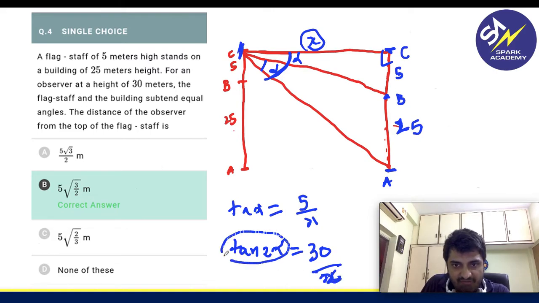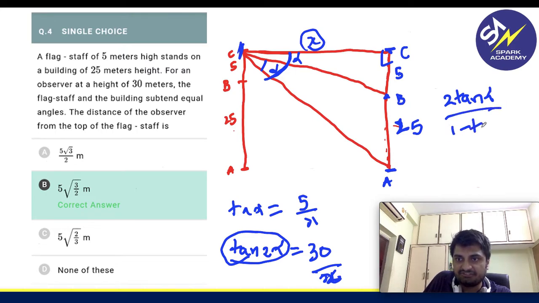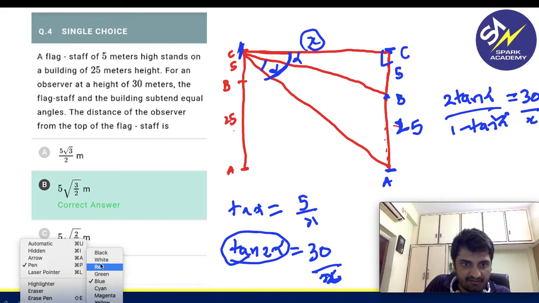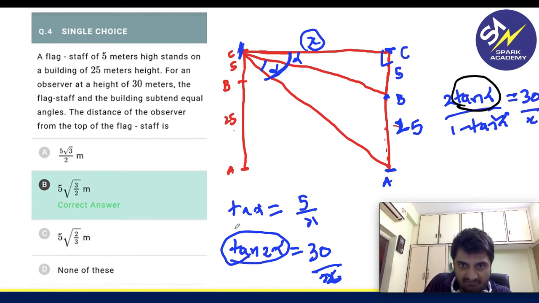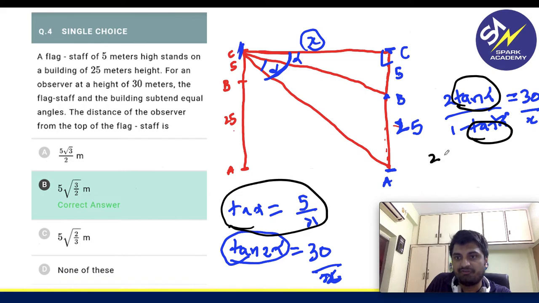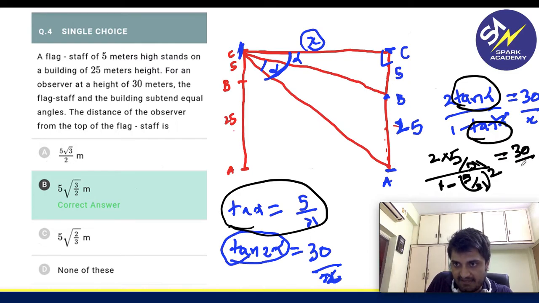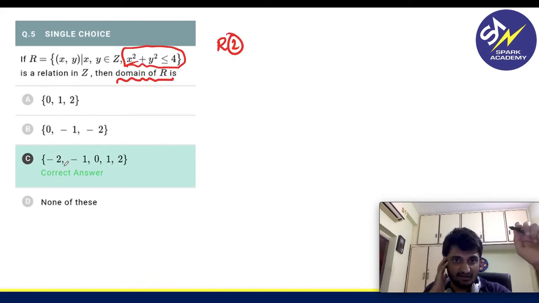Now you know the tan 2 alpha formula. What is the tan 2 alpha formula? 2 tan alpha by 1 minus tan square alpha. That is 30 by X, given. Now what else do you know? You know the tan alpha value, 5 by X. Wherever tan alpha, substitute 5 by X. So 2 into 5 by X, whole divided by 1 minus 5 by X whole square, that is equal to 30 by X. Simplify, you will get B option. So little lengthy you saw, that is why we did it in round 2.